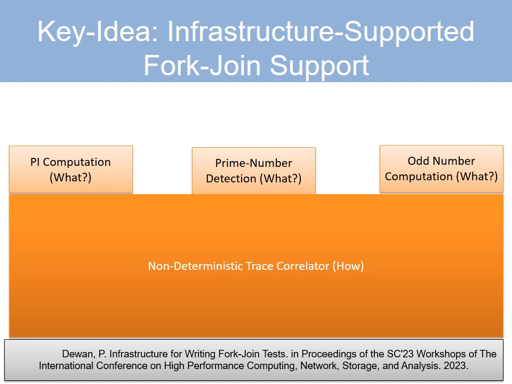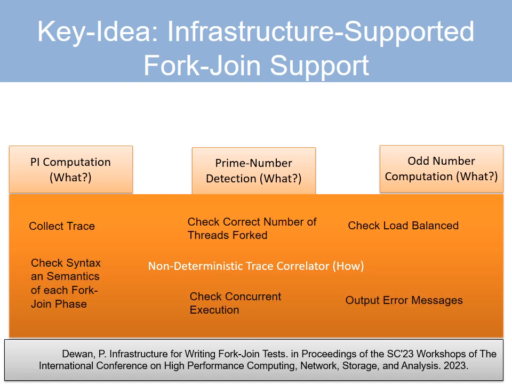And what happens now is that the test code just figures out, writes down the what of the concurrency requirements, just specifies that. And there's infrastructure that figures out how. It collects the trace, it checks the syntax and semantics, that the right values got input and output so that you can parse them. It figures out the correct number of threads forked based on what this particular specification said was the number of threads. It makes sure that the threads were concurrently executed, it makes sure of the load balancing, outputs error messages. Okay?